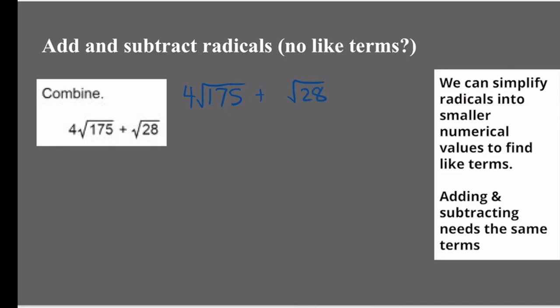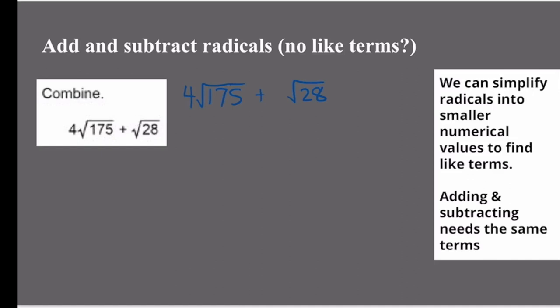So what you do is you can simplify radicals into smaller numerical values in order to find like terms. So sometimes they're hiding. So again, adding and subtracting, you need the same terms. So we're going to try to simplify these square roots into smaller pieces, and maybe, hint hint, wink wink, probably, there will be a like term here that we can combine.